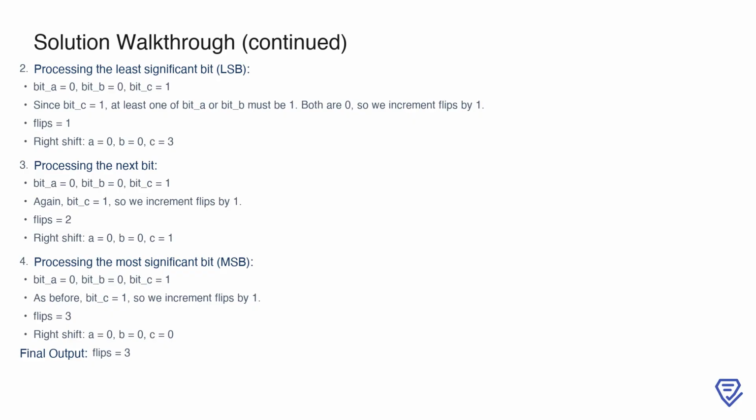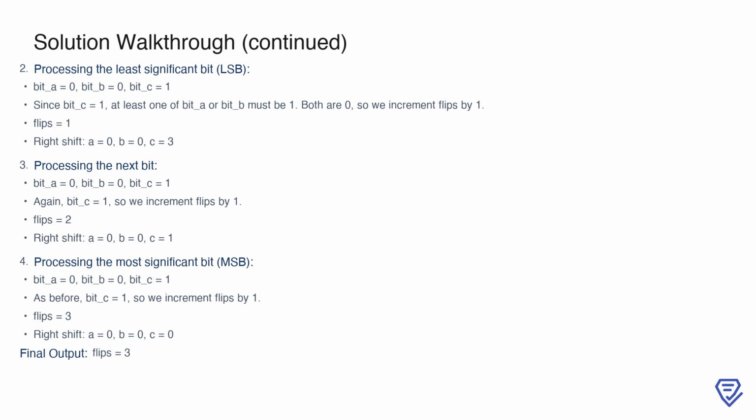After a right shift, the values become A as 0, B as 0, and C as 3. Next, we process the second bit. Again, bitA and bitB are both 0, and bitC is 1. As before, we need at least one of bitA or bitB to be 1, so we increment flips by 1 again, bringing the total flips to 2. After another right shift, we have A as 0, B as 0, and C as 1.